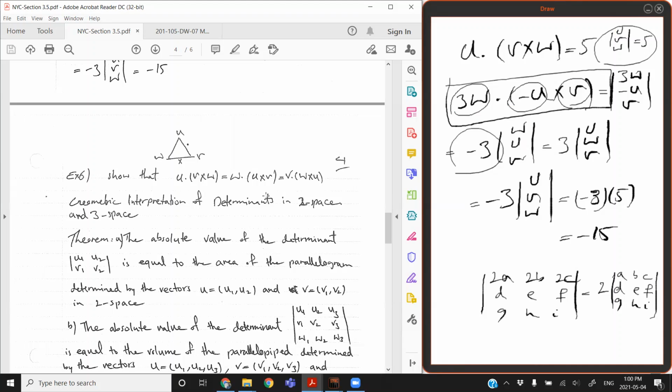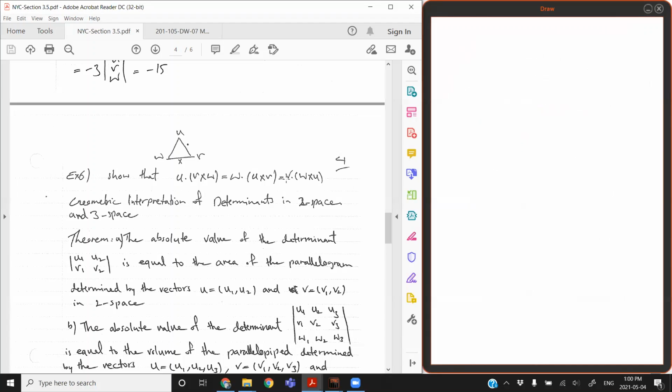Okay, thank you. Sure. So I want to show that these 3 are all the same. U dot V cross W, that's the same as having a determinant of a matrix where U is the first row, V is the second row, W is the third row. So you agree that if I do 2 swaps, that does not change the determinant. So for example, I can do 1 swap.